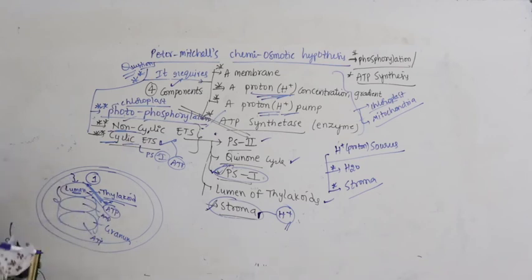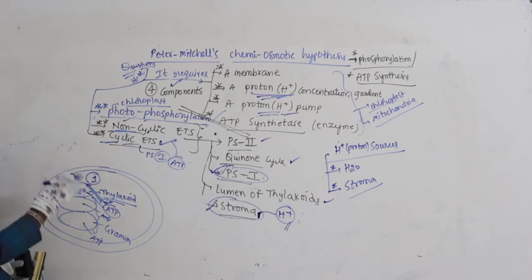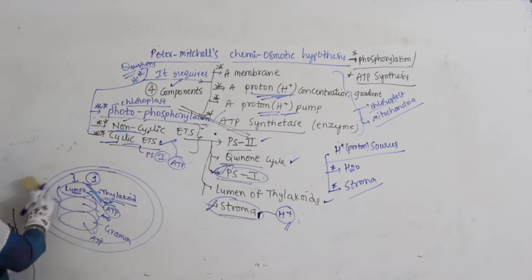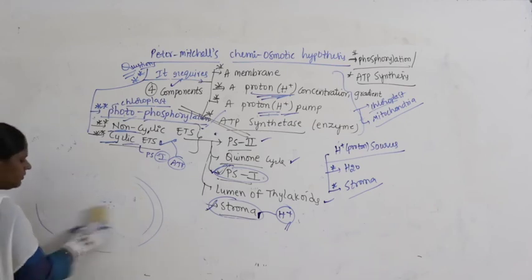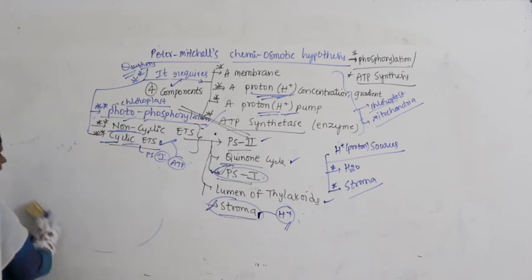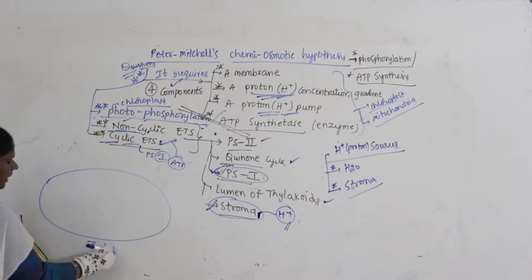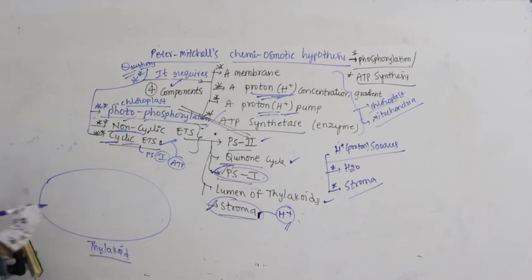So to understand the chemiosmotic hypothesis, what we have to do? I am taking one thylakoid out, so we will study the total story in one thylakoid. This is the chloroplast. Now I will draw a thylakoid. This is called a thylakoid. I am talking about one thylakoid. Innerly what you find here is nothing but the lumen.